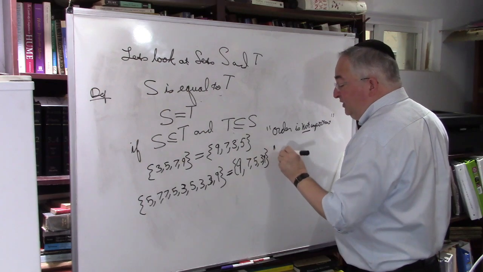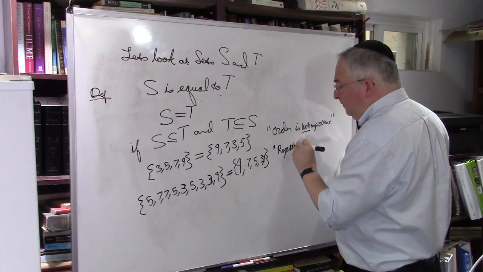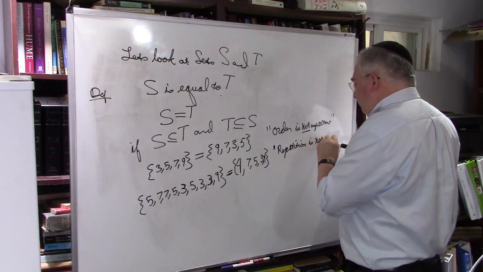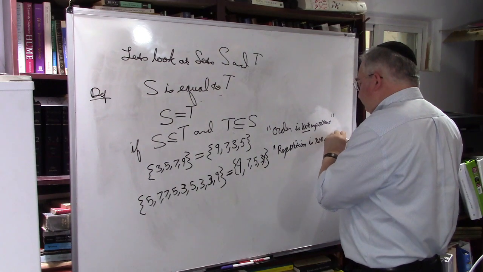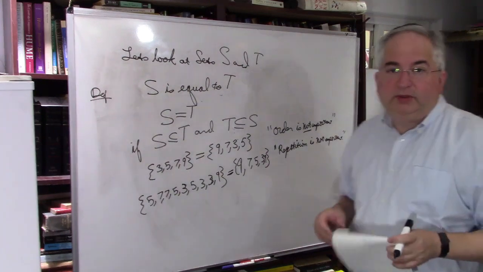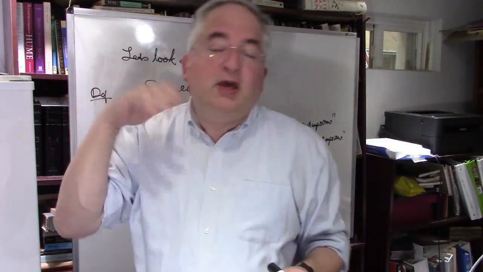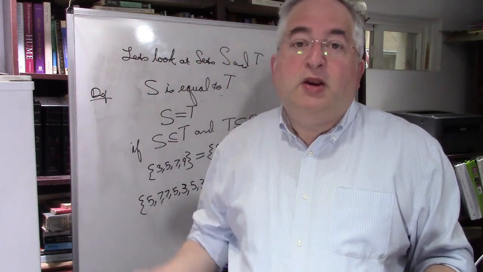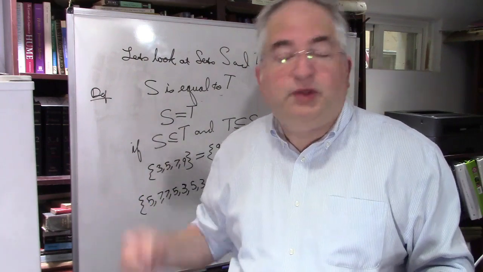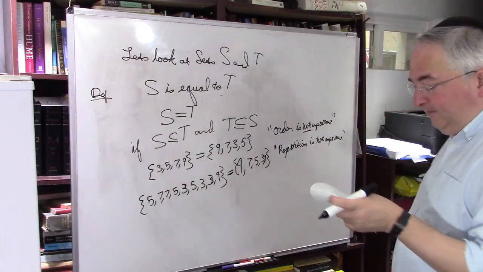What this means is repetition is not important. Repetition is not important. Okay? It doesn't matter how many times you repeat an element, it's the same set. Now, we usually, when we list a set, we don't deal with repetition. We don't mention repetition, but that's okay.